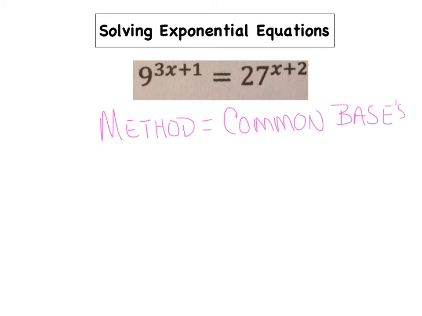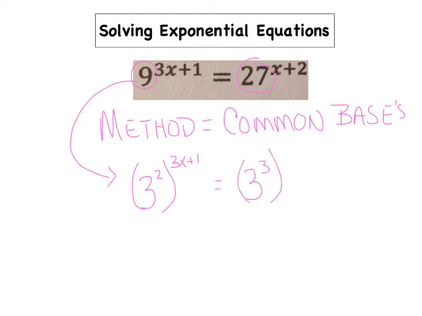side, so that 9 became a 3 squared, and that was raised to the power of 3x plus 1, and the 27 became a 3 cubed. When in doubt, if you're ever having trouble trying to find a common base, always work smaller. Usually the smaller the better. Now we're going to use a product law right there, and we're going to multiply all the exponents. And basically we're saying the only way that these two expressions can be equal is if we drop the bases and set the exponents equal.